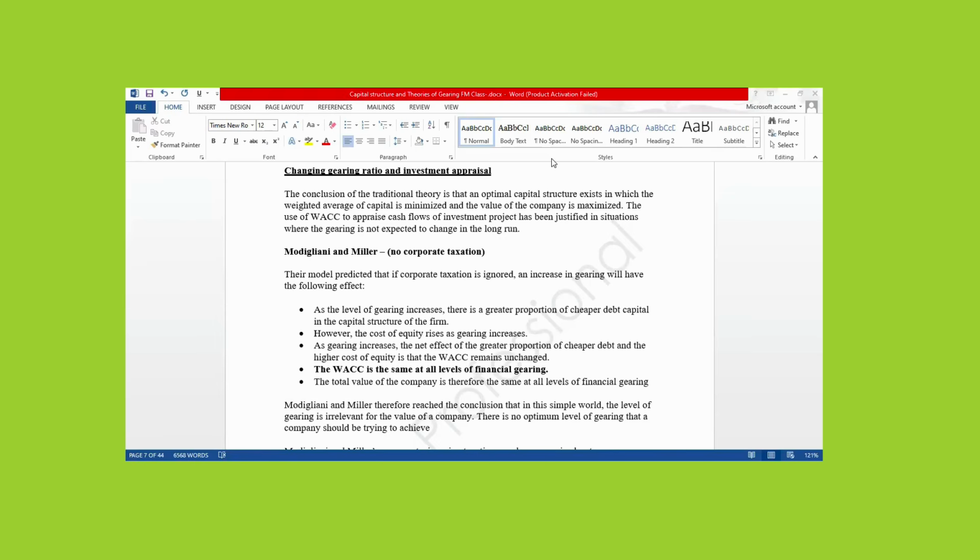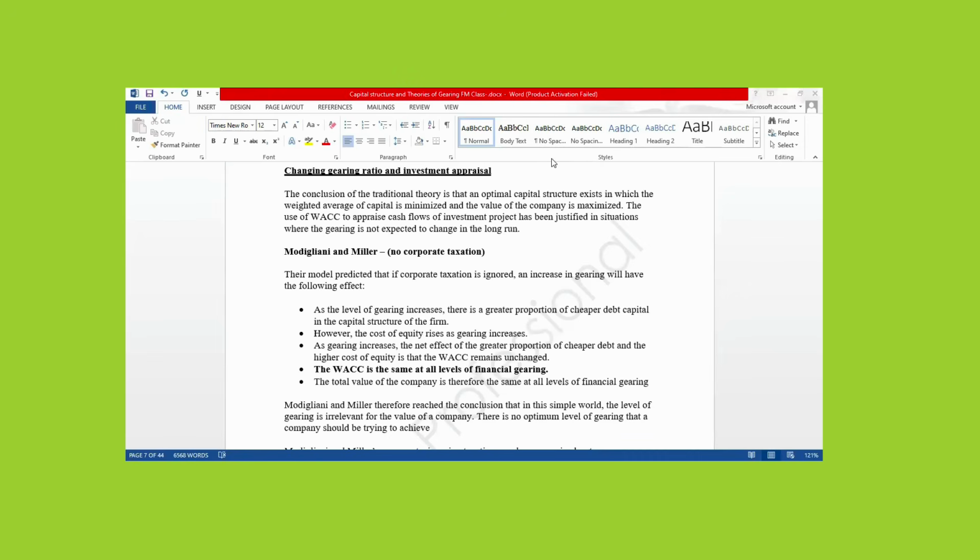Hence, Modigliani and Miller came to the conclusion that where there is no taxation, the level of gearing, the choice of capital structure, is not relevant to the value of the company. There is no optimal level of capital structure. A company does not need to bother about optimal level of gearing. You can choose to finance your business anyhow. This will not affect your value.